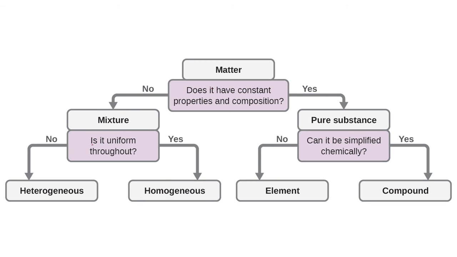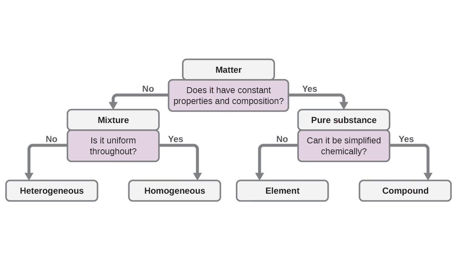If you have a mixture, then we have to ask ourselves, how does that mixture look? Is it uniform throughout? In other words, is it evenly distributed? Can I identify multiple things in that mixture? If I cannot identify different things, and it's evenly mixed, then it's a homogeneous mixture. Is it not uniform throughout? Can I identify a bunch of different stuff? Then it's heterogeneous.